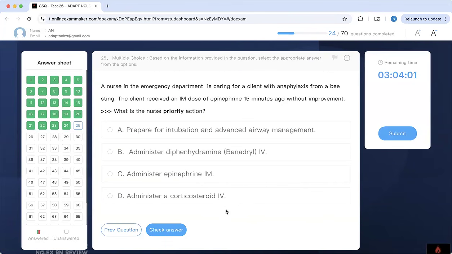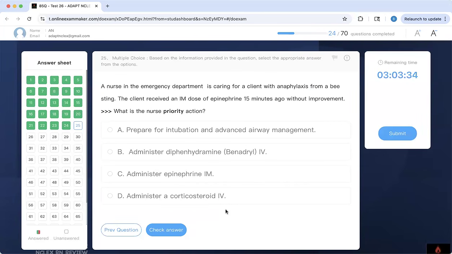A nurse in the emergency department is caring for a client with anaphylaxis from a bee sting. The client received an IM dose of what? Epinephrine 15 minutes ago without improvement. What is the nurse's priority action? Prepare for intubation and advanced airway management. Administer diphenhydramine IV. Administer epinephrine IM. Administer a corticosteroid IV.